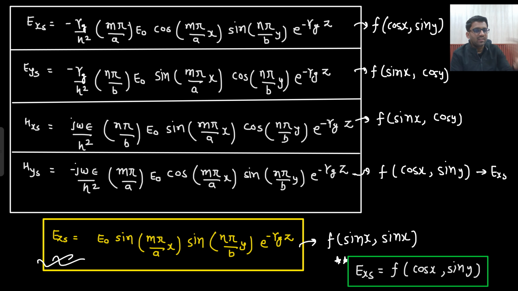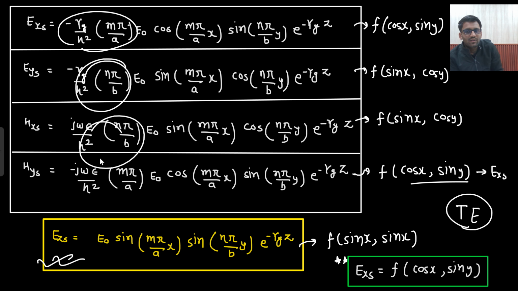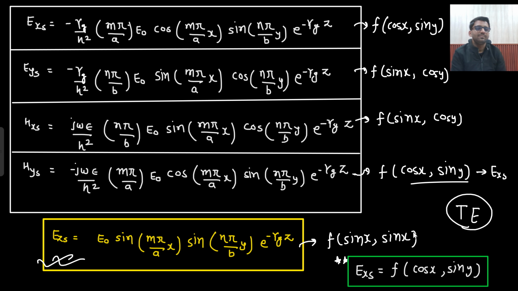And when we study another mode, here we are studying the transverse magnetic mode, the next mode would be transverse electric. There also we will derive this expression, and the good news is there also EXS will be a function of cos x sin y, EYS will be a function of sin x cos y, HXS is a function of sin x cos y, and HYS is a function of cos x sin y. So there also we will get the same functions. Certainly these expressions will be different, but the type of function would be the same.